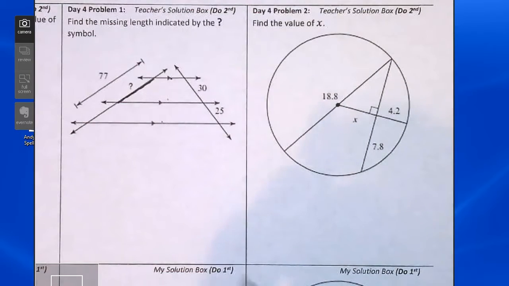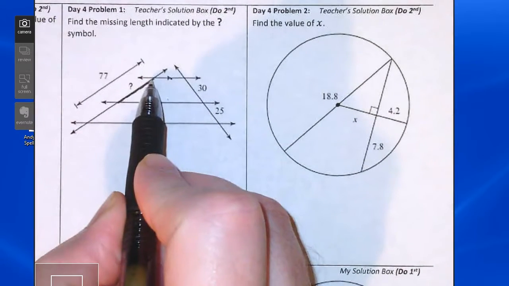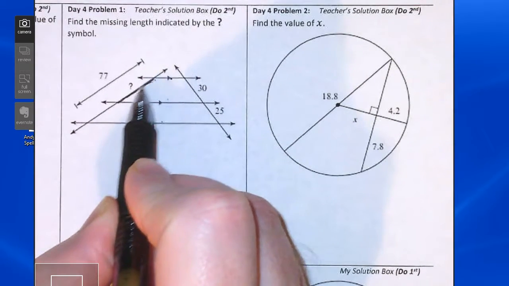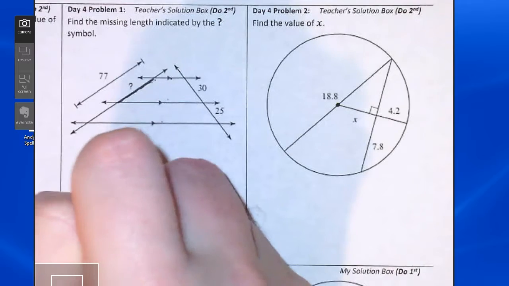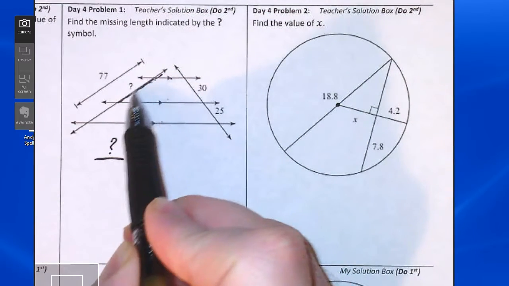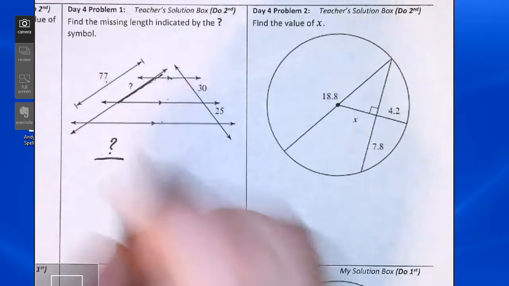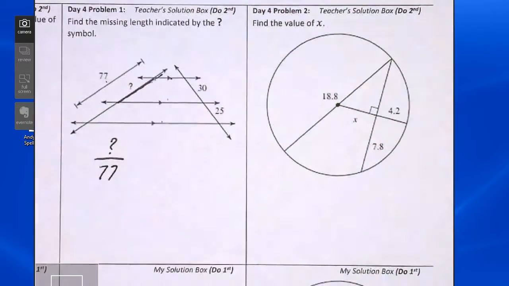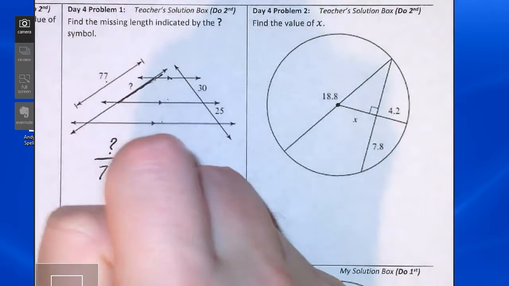These transversals will separate this into parts or segments that are proportional to each other. So let's create a proportion by matching corresponding parts. One way to do this is to take this segment here, the one with the question mark, and compare it to the entire length of the left side, which we're told is 77. So we have the question mark over 77 equals.